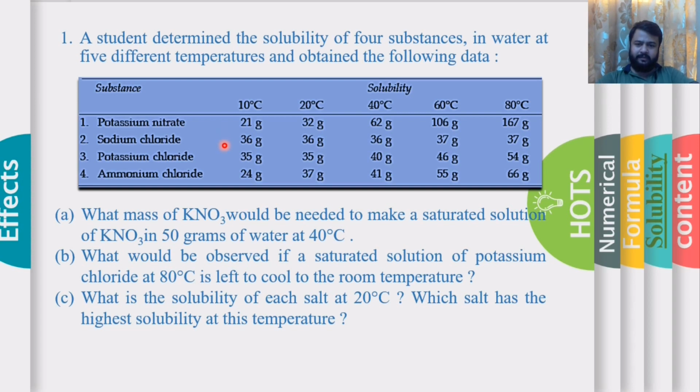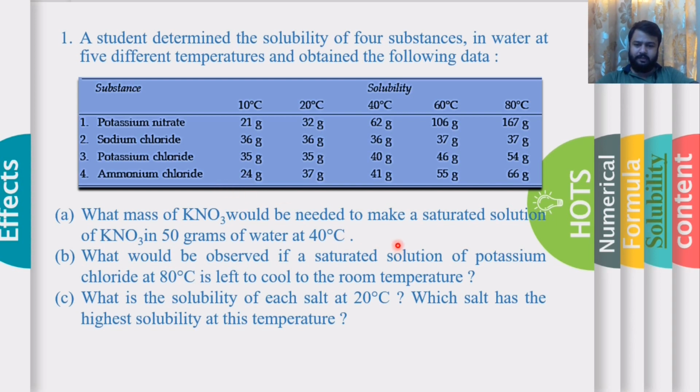Then sodium chloride, it is given at 10 degrees Celsius, it is 36, then again 36, then 37, then again 37. Potassium chloride, it is given 35, 35, 40, 46, and 54. And for the ammonium chloride, it is given 24, 37, 41, 55, and 66. These are the solubility of these substances at different temperatures.